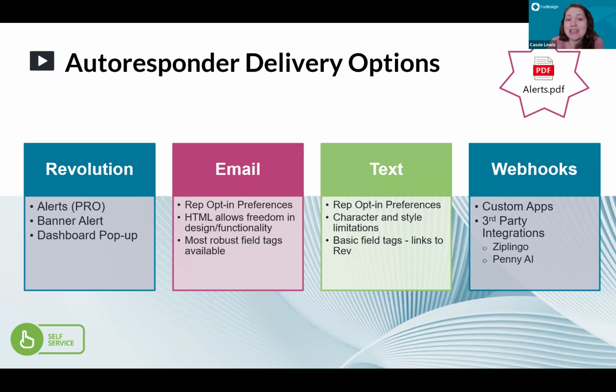You can also deliver these via email. Now, keep in mind, your reps all have their own opt-in preferences, so they can opt in or out of receiving these emails. The great thing here is that these emails do allow for HTML. So you can put images, you can embed videos into these. You can link to external sites, link to any page within Revolution. You can really get creative with these emails, make sure they're branded, make sure they match your messaging and your voice. And I will say that email, in addition to having those HTML options, is going to have the most field tags available. And I'll get into field tags here in a minute.